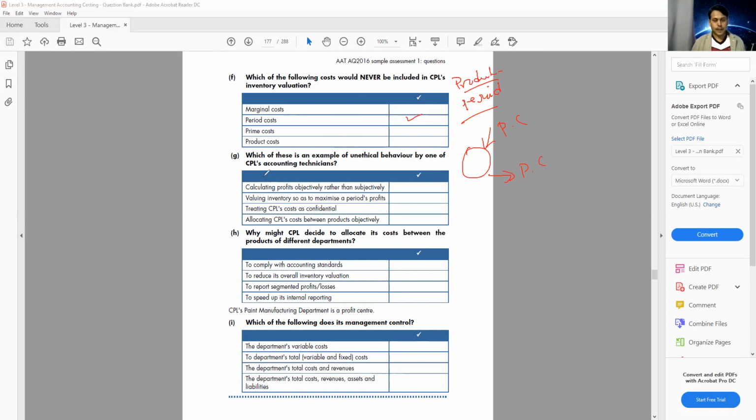The next question. Which of these is an example of unethical behavior by one of the CLP accounting technicians? I think you like this one. I don't have to explain. All of you have a very strong ethical principle, and I'm sure when you are accountants, you will be very, very strong from the ethical point of view. You'll never do something wrong. This is very important.